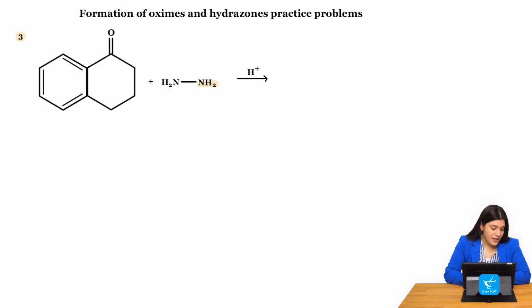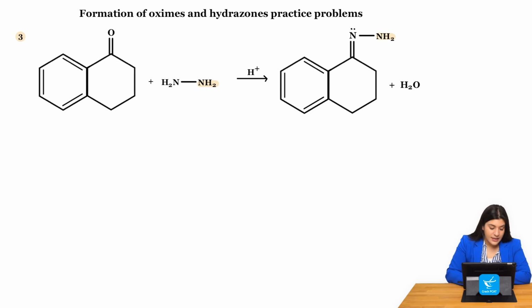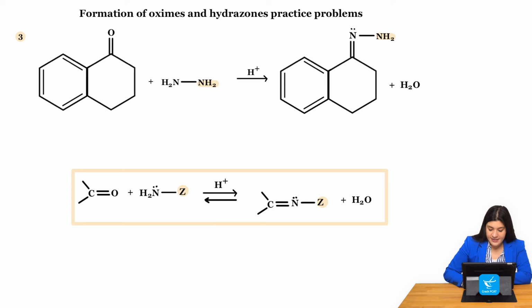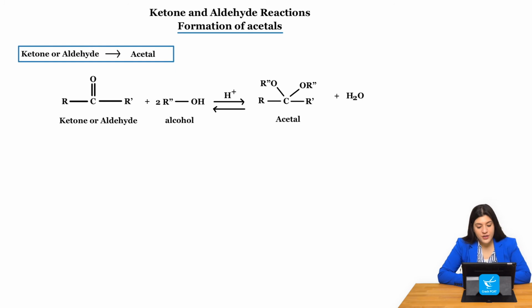Continuing on with number 3. What's going to happen is that this oxygen is going to go away. This nitrogen is then going to attach on here, and we have that N and NH2. Remember, the whole concept is just us having that Z and that Z here that we mentioned before, where this one is essentially going to attach on, and this is being represented as that Z. Moving on to another type of reaction where we are forming acetals.